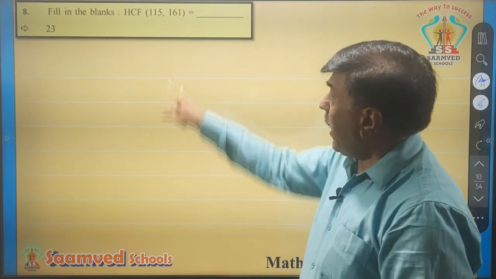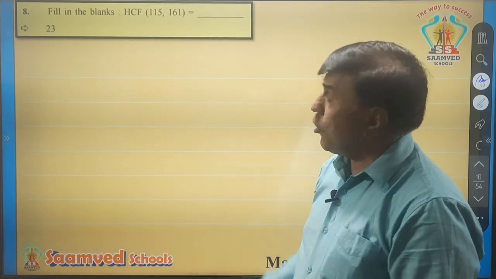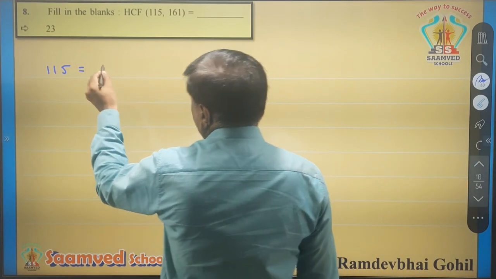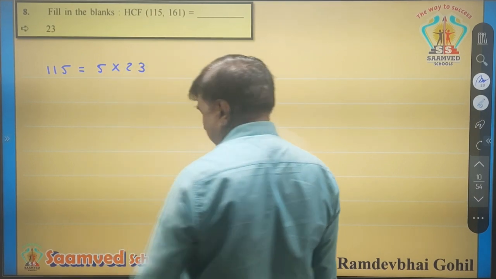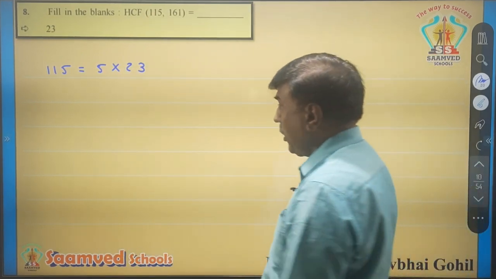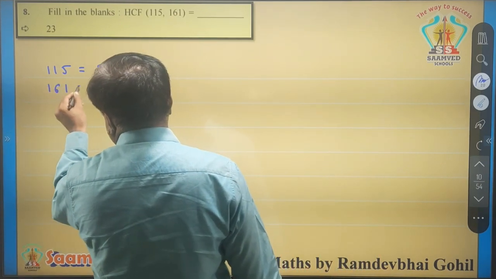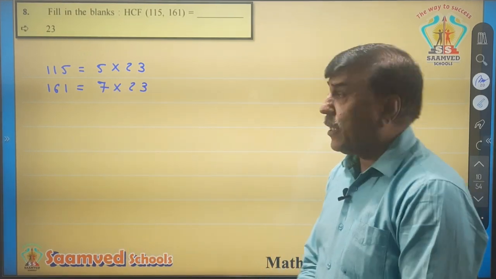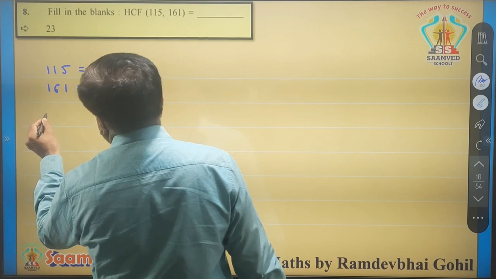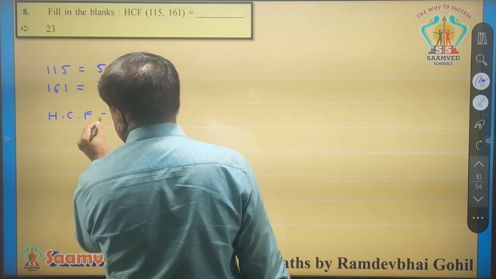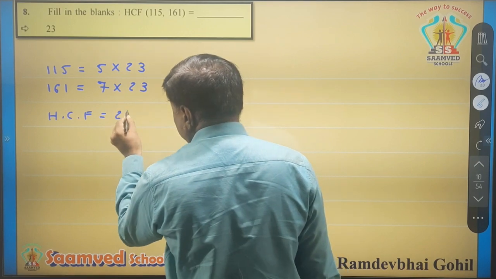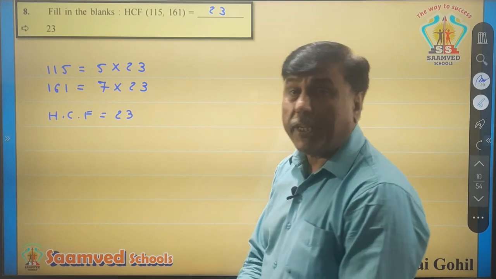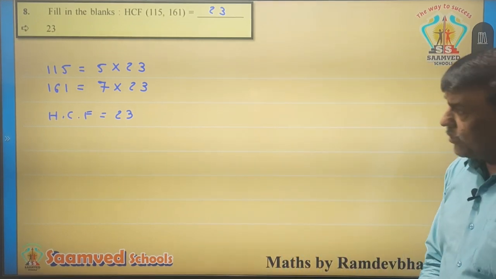Number 8, HCF of 115 and 161. 115 means 5 into 23. And 161 means 7 into 23. And now we want to find HCF. So HCF means common of these two numbers, 23. So answer will be 23. 23 is the answer. Right?